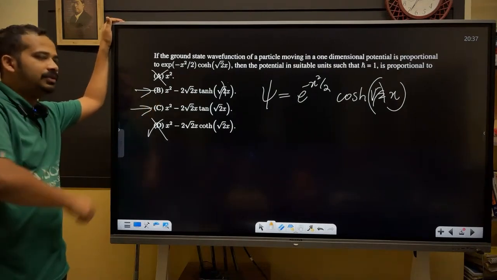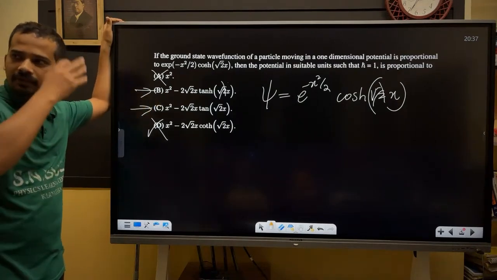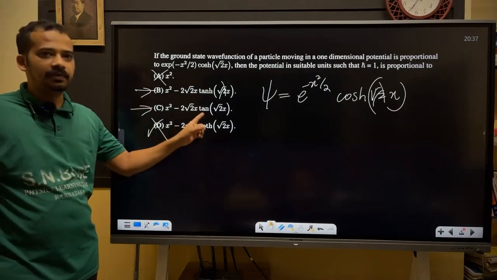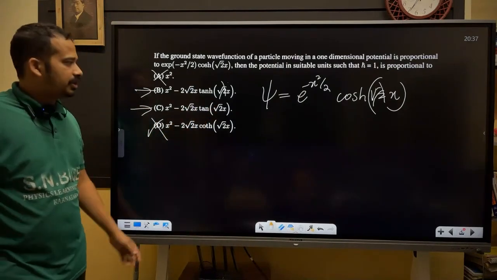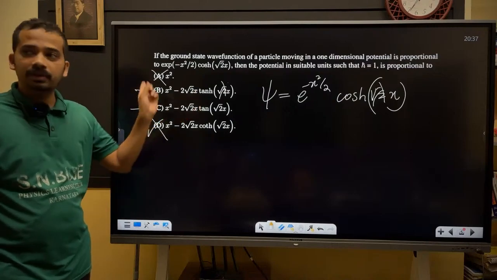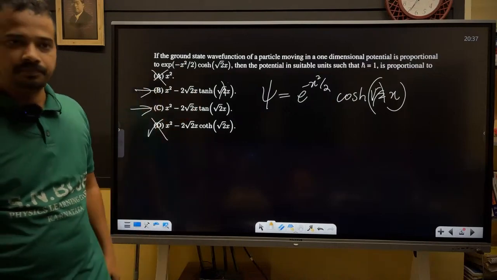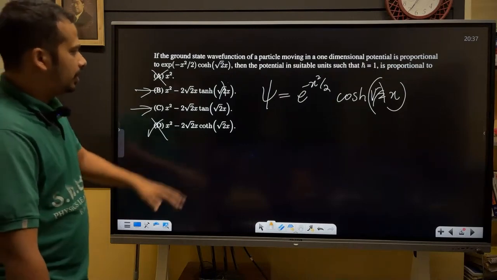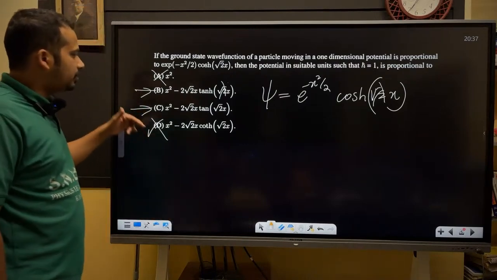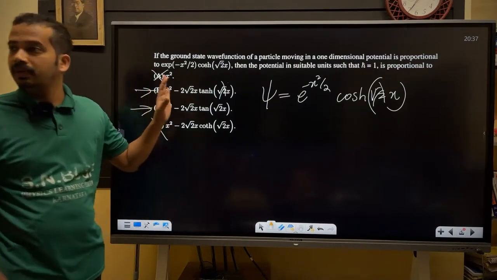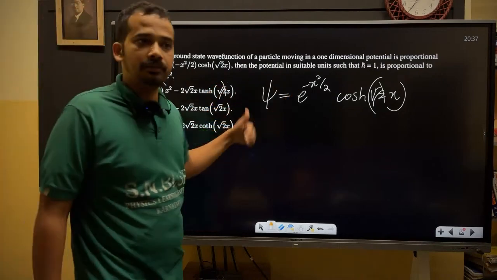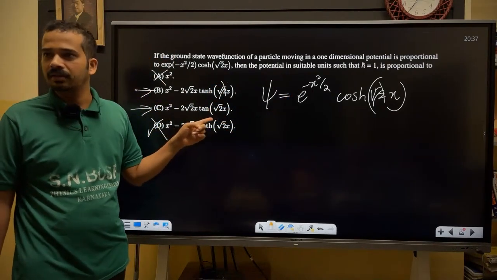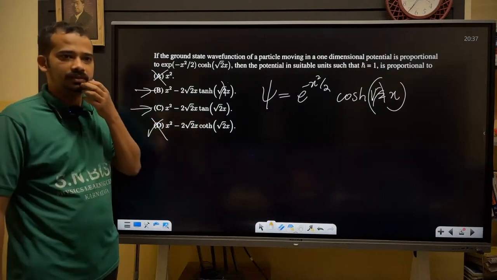But the tan function has a lot of discontinuities. Am I right? This tan function has discontinuities at minus pi by 2, plus pi by 2, but tanh is a smooth function. Like that you can do it, but I will eliminate options if it is feasible. You eliminate options if it is feasible. Here I think it is feasible. You know that it's not tan because it has many discontinuities.